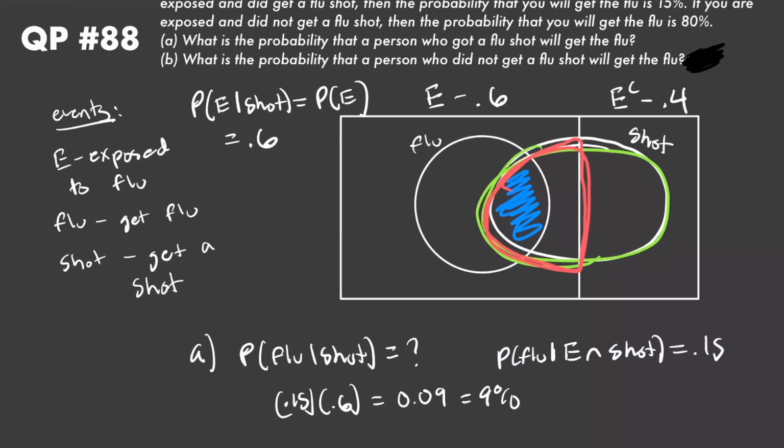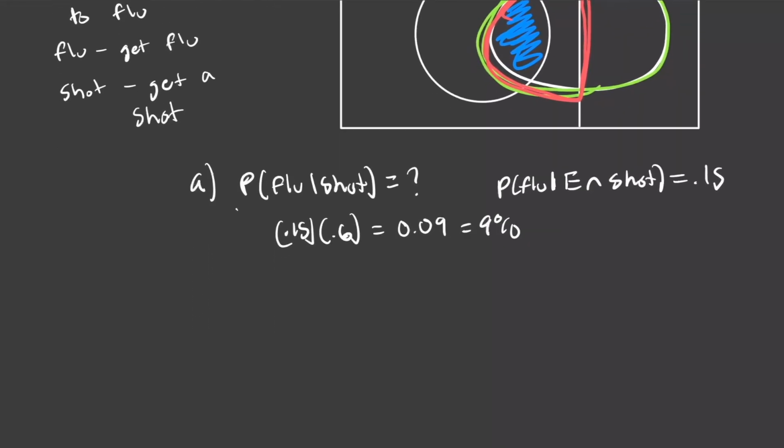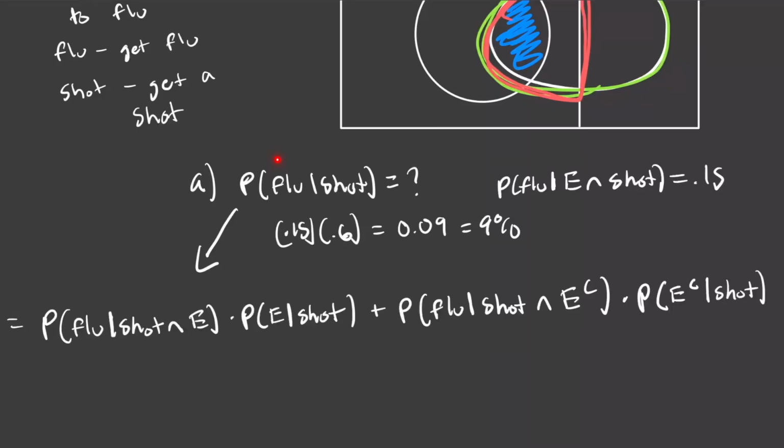Okay, so how do we think about this without the Venn diagram? Well, let's just solve this using the law of total probability. So when we reduce our sample space just to the people who got a flu shot, we know that it's partitioned into two sets, those who were exposed and those who are not exposed. So this is just the basic law of total probability applied to this equation up here. The only difference between what we've been doing is now we're conditioning on shot. So everything has to be conditioned on shot.